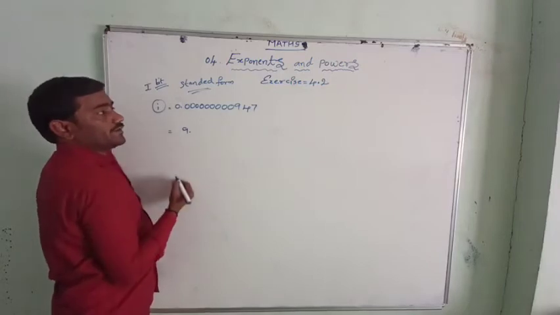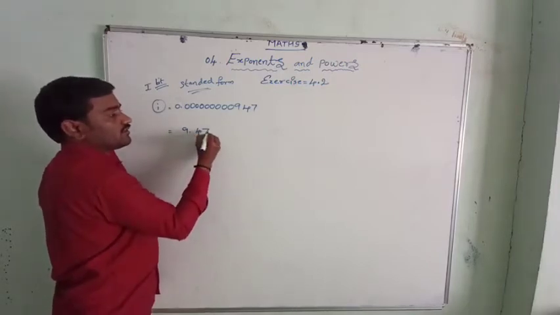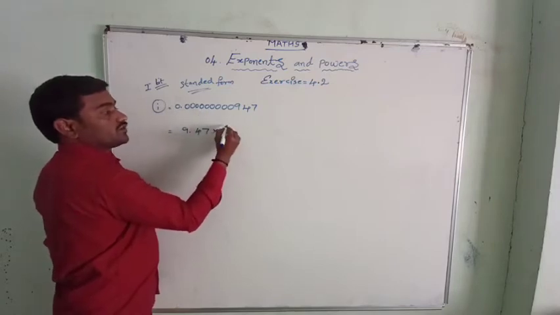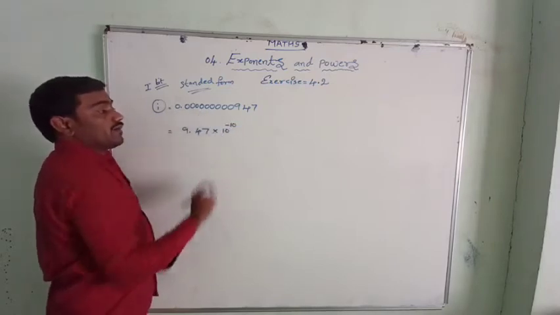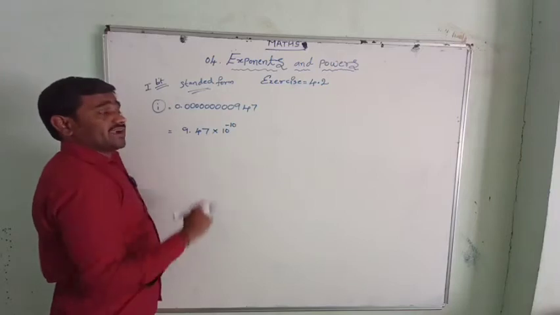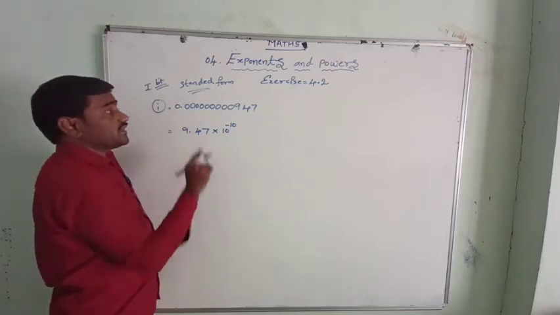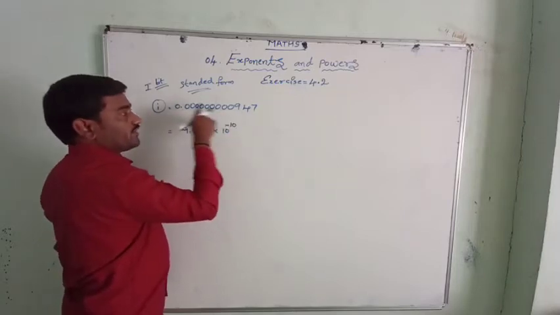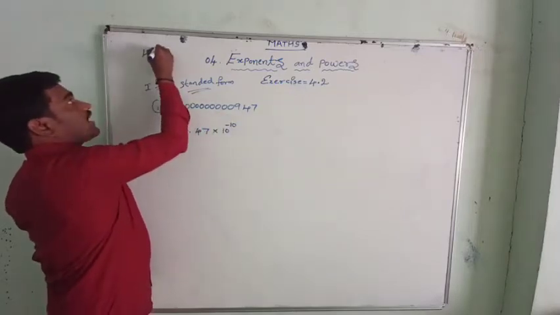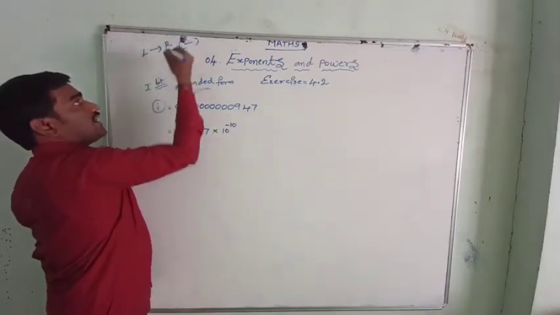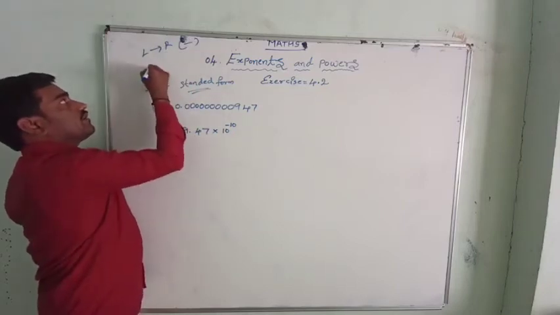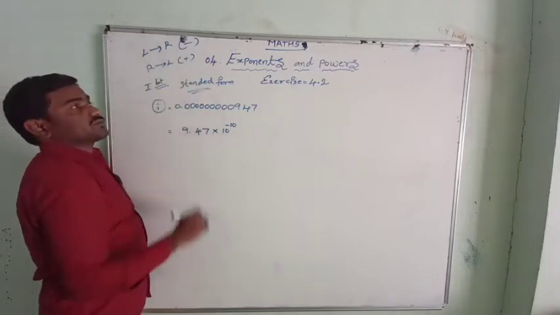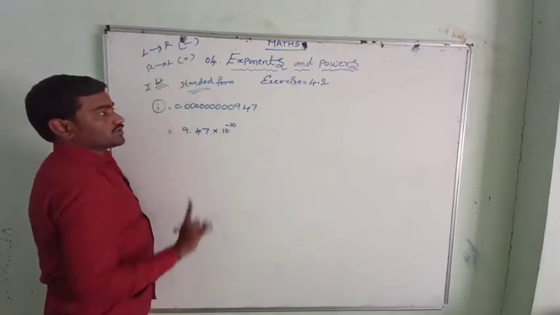So 9.47 into 10 to the power of minus 10. Why did I write minus 10? Here it is clear that the decimal point is moving from left to right. When it is moving from left to right, we get a negative exponent. From right to left, we get a positive exponent. So this is completed.